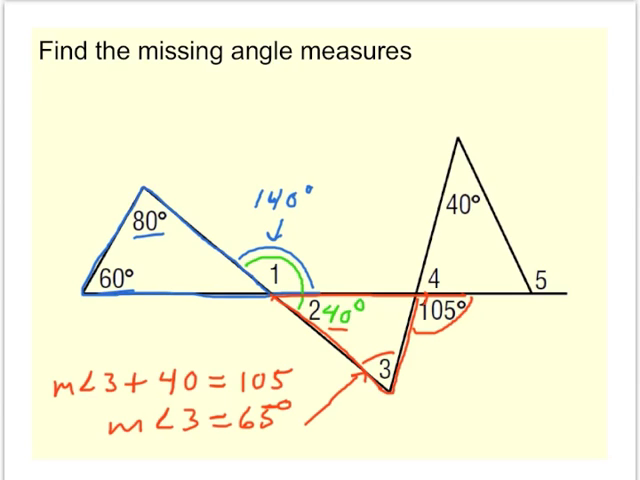Now, let's say we want to find angle 4 next. I see 4 and 105 degrees form another linear pair. So that means angle 4 must be 75 degrees. So I've got 75 is angle 4, and angle 40 degrees. So in this last triangle, angle 5 is another exterior angle, and the exterior angle is the sum of the two remote interiors. So 40 and 75, together angle 5 should be 115 degrees.